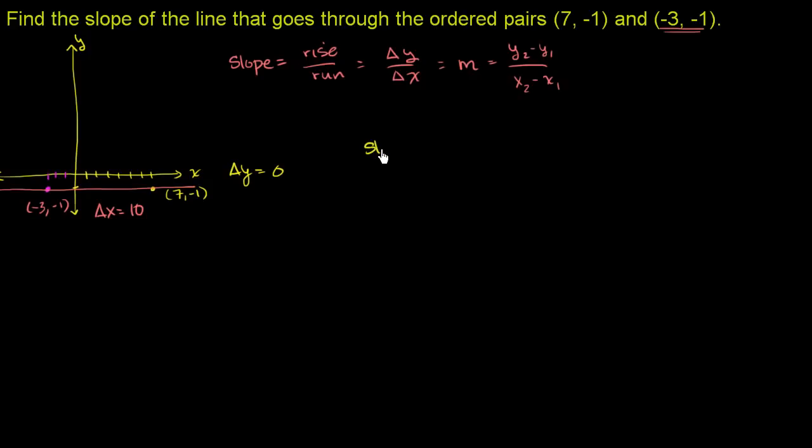So the slope here is going to be, when we run 10, what was our rise? How much did we change in y? Well, we didn't rise at all. We didn't go up or down. So the slope here is 0. Or another way to think about it is this line has no inclination. It's a completely flat, completely horizontal line. So this should make sense. The slope here is 0.